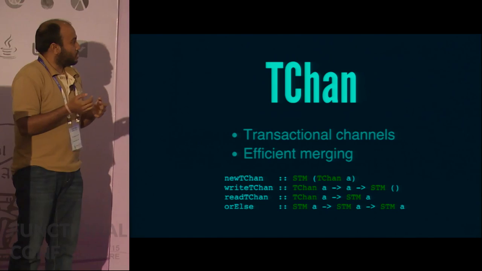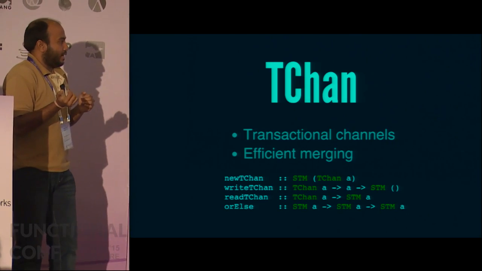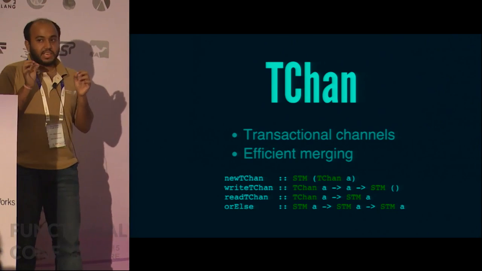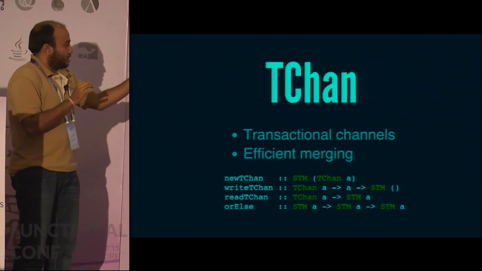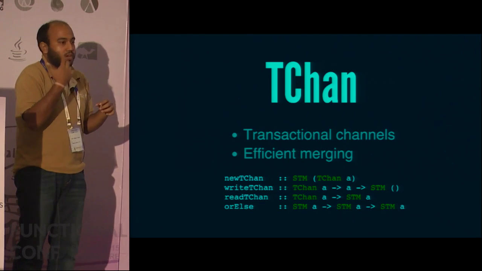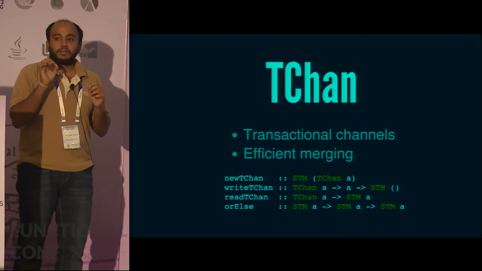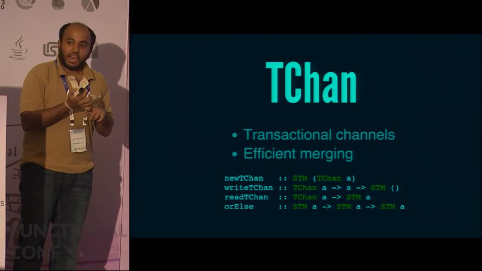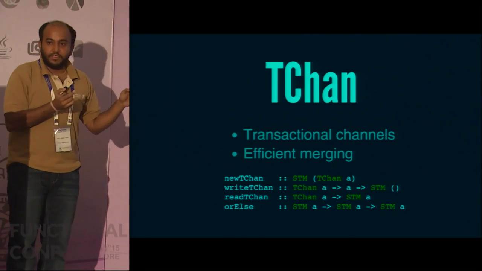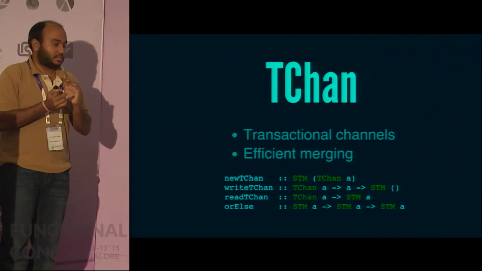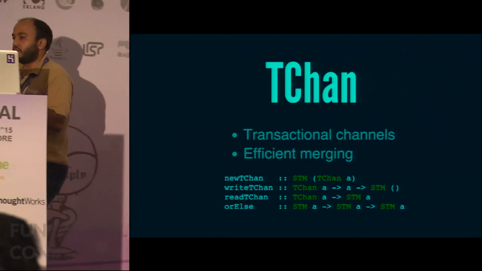They are made of TVars, and they have this API: newTChan, write and read, and then finally orElse, right? So orElse is the API for efficient merging. You can see in the signature, it just takes one STM operation and a second STM operation, and does one of them, whichever finishes first. It's efficient, it does not launch threads, and it's atomic. Only one of them will succeed and the other will be as good as never run, right? So this is how you get efficient merging in transactional channels.